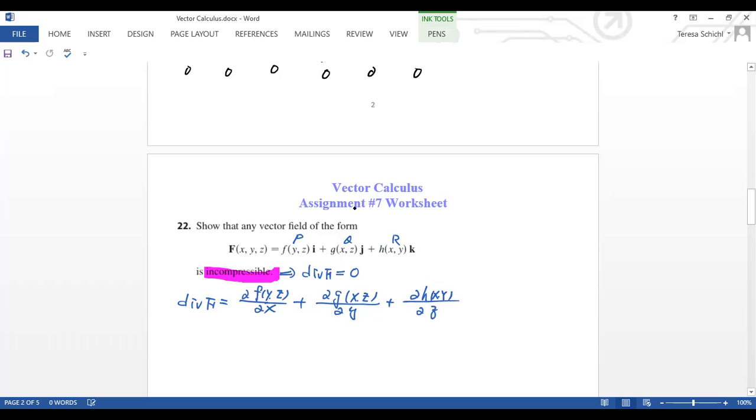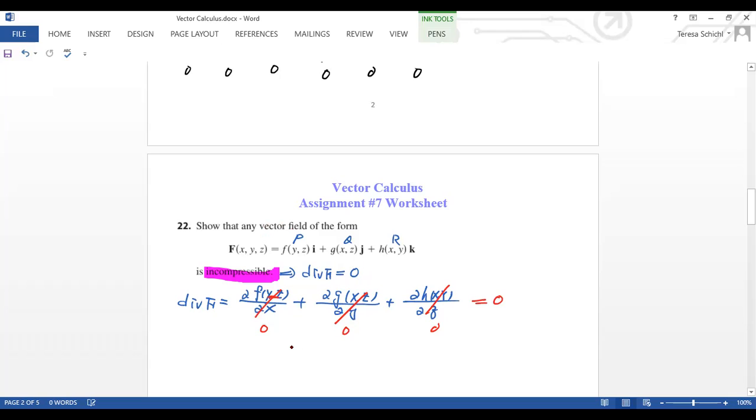As you can see, because this is a function of y and z, you take the derivative with respect to x, so this is 0. This is a function of x and z, you take the derivative with respect to y, this is 0. This is a function of x and y, you take the derivative with respect to z, so this one is zero, right? So the whole thing is equal to 0. That means the divergence is equal to 0. That means you are not diverging, you are not converging. So that's what we call incompressible.